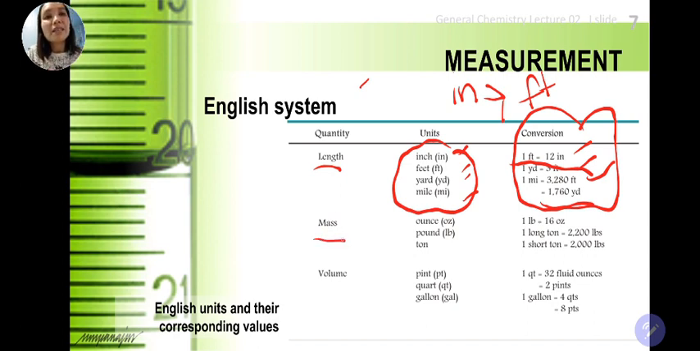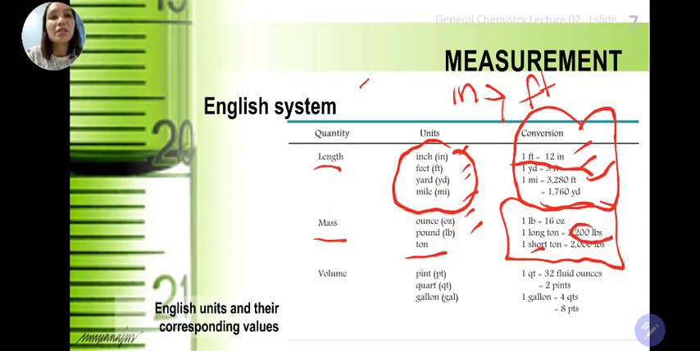Next for mass is ounce, pound, or ton. Ito naman yung conversion factors niya. 1 pound is equal to 16 ounces. 1 long ton is equal to 2,200 pounds. And 1 short ton is equal to 2,000 pounds. So, kailangan maging extra careful tayo kung long ton or short ton yung kailangan. So, meron silang difference na 200 pounds.